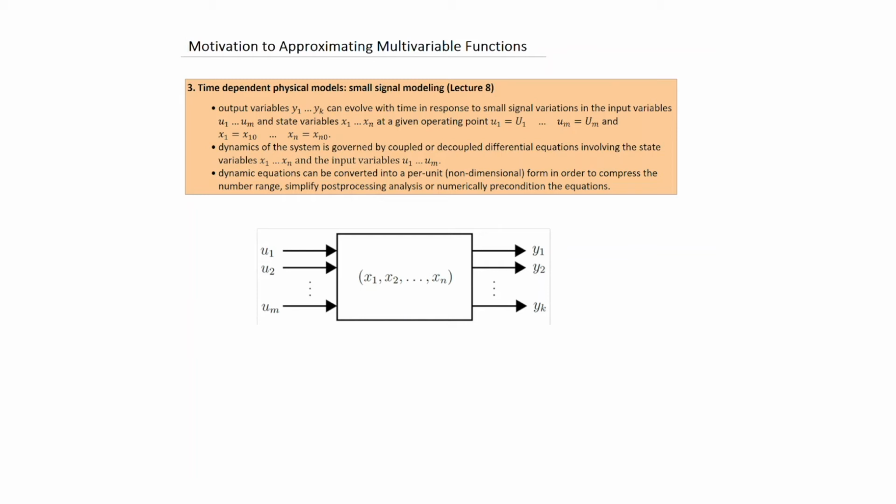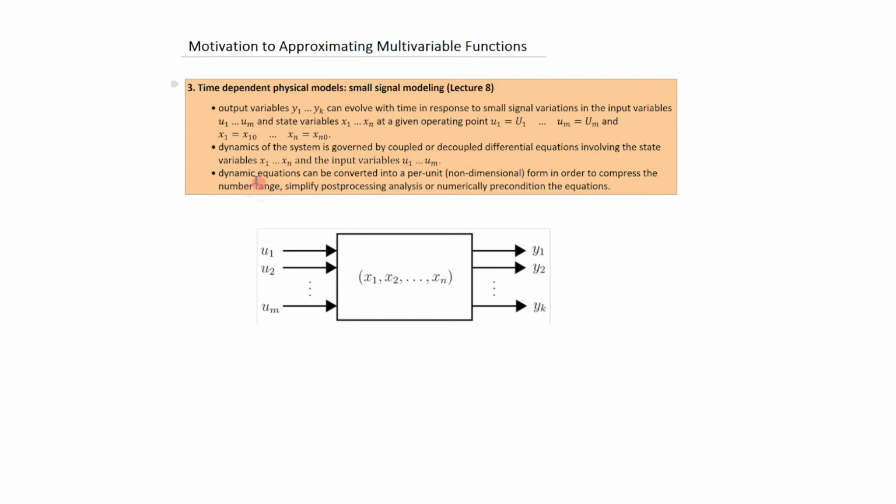So operating point, you might say, is basically a DC value at which the system is currently operating. If you want to change the operating point, you would change the DC values at which the various input variables are operating. Second, the dynamics of the system are governed by coupled or decoupled differential equations involving the state variables x1 through xn and the input variables u1 through um. We'll be discussing this on the slides to follow. The difference between coupled and decoupled is easier to discuss in the slides to follow.